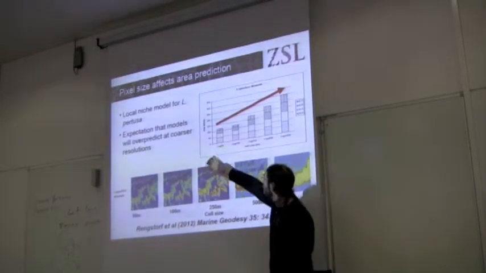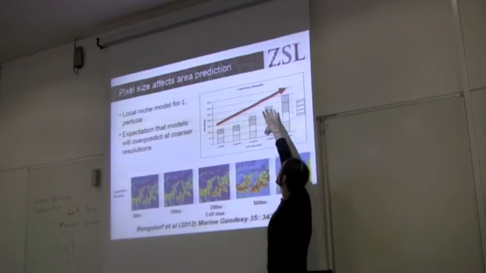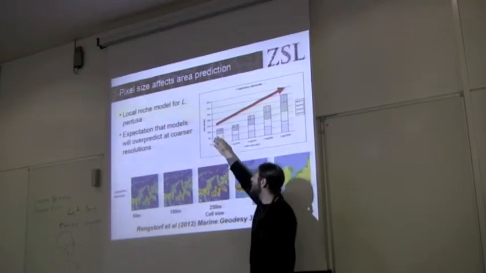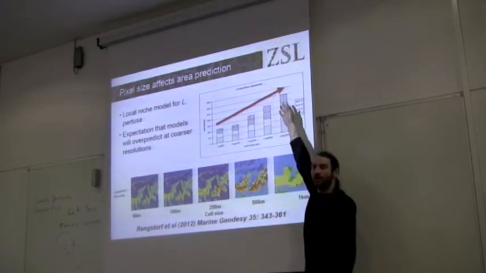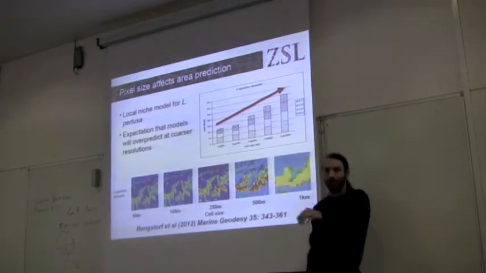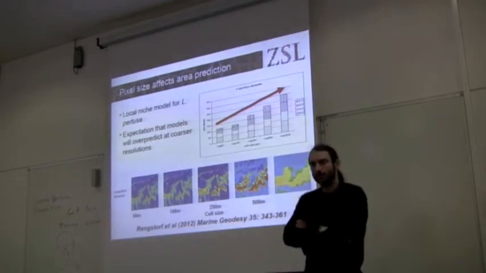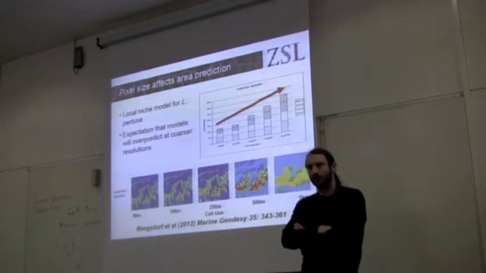And this pattern here is the same thing, but this is the total area predicted as present. Normally, we get this pattern where the coarser your grid size, the more area you end up predicting. Yeah. So you are mostly dealing here with sessile species, so they don't move, like corals or plants or seaweed. Yes.